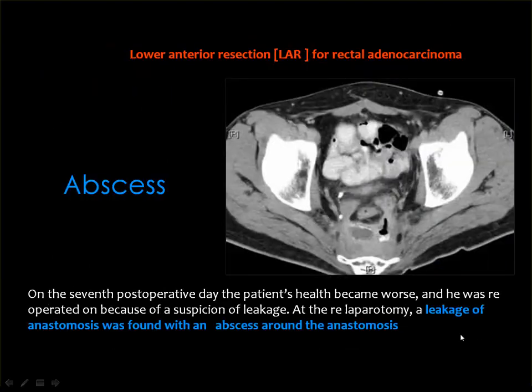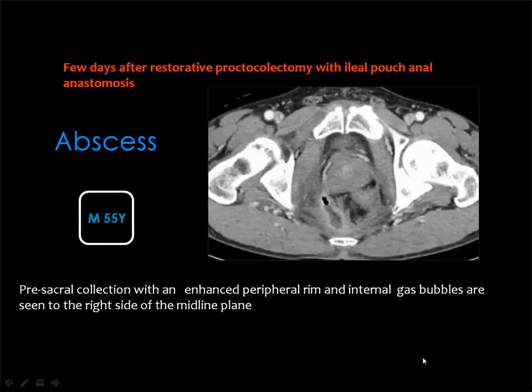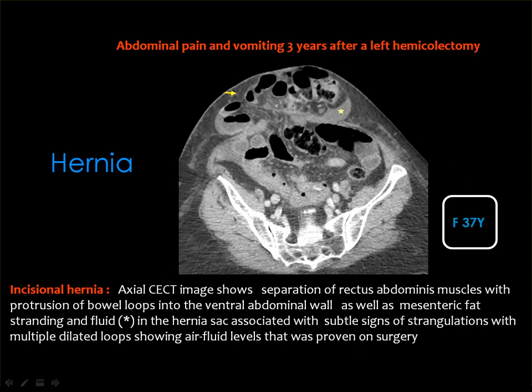And this is another example of a presacral abscess, and it shows the same criteria of an abscess elsewhere in the body. And this is also an abscess in the right presacral area. You get thick margin enhancement and an air fluid level inside the abscess.